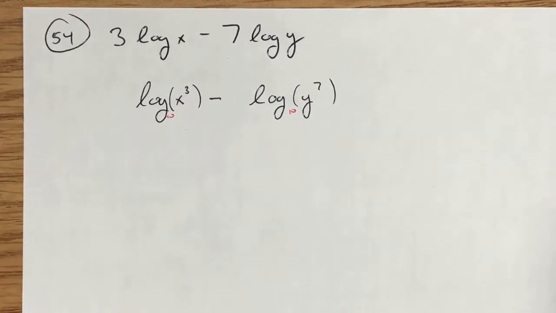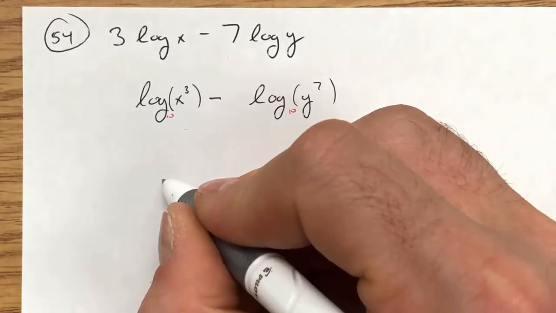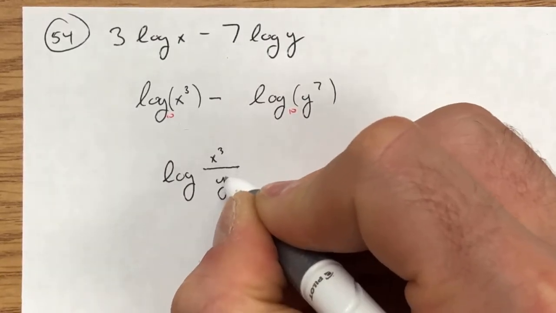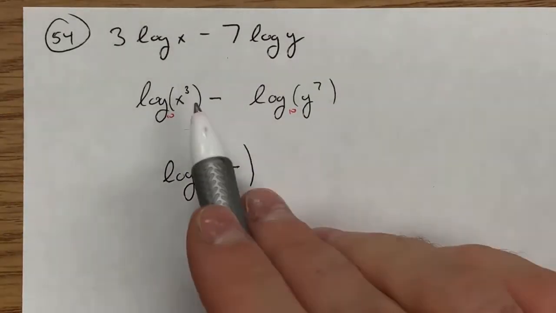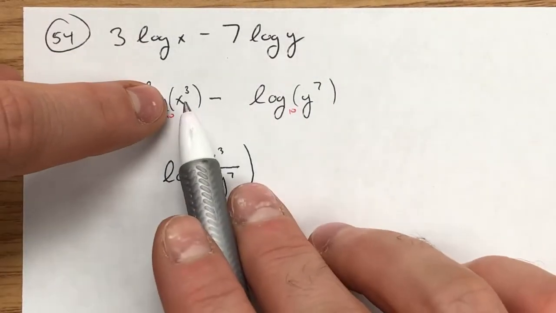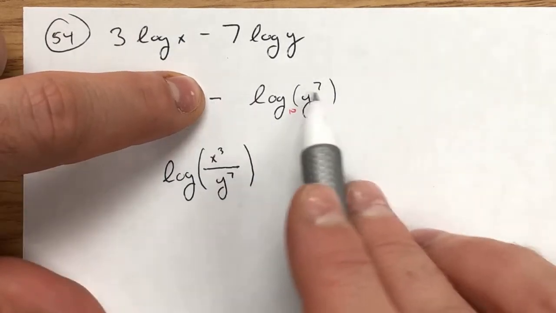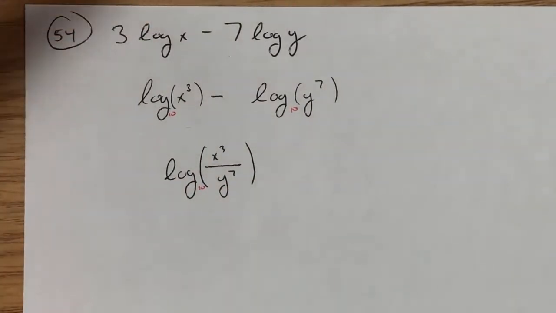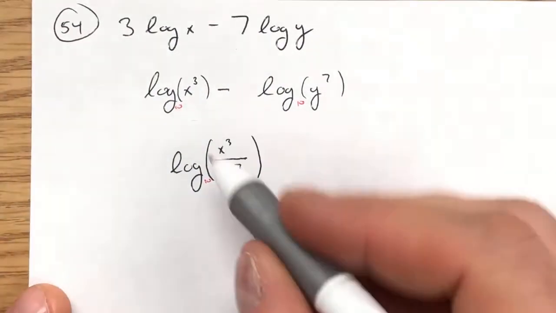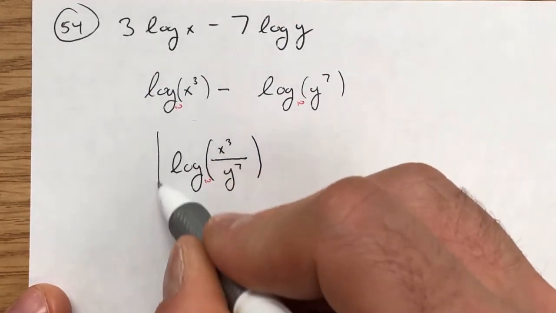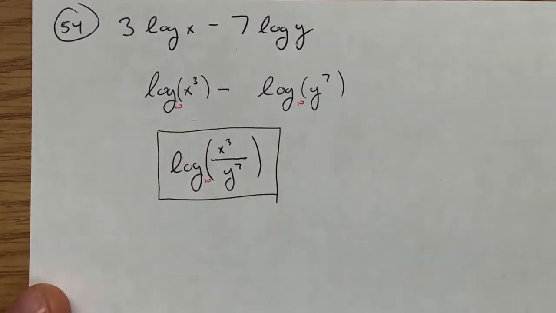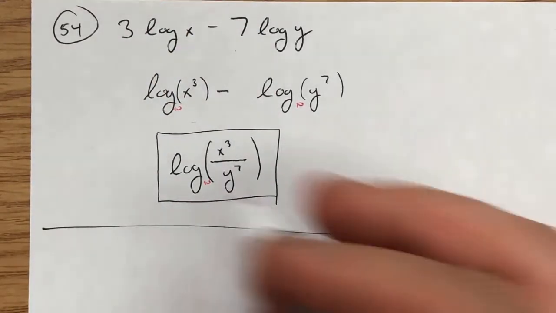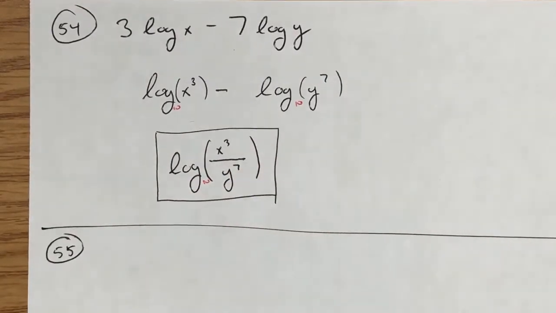Subtraction is going to mean division. So this is going to be log of x cubed divided by y to the 7th. What I can do is take my two expressions: my initial function is going to be the numerator, and what I subtract will end up being the denominator. And again, because it's a common log, we know that's equivalent to a base 10. Depending on how the question asks, you might have a 10 in there, you might not. Know that either way, that is a single logarithmic expression, which is represented by that up there. It's the end of 54. Let's take a look at 55.